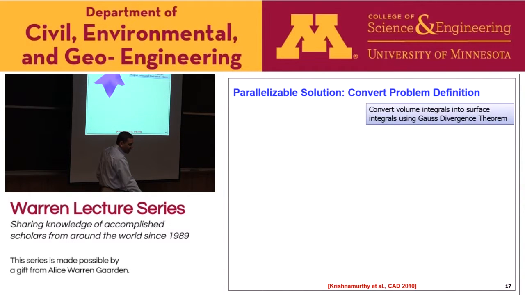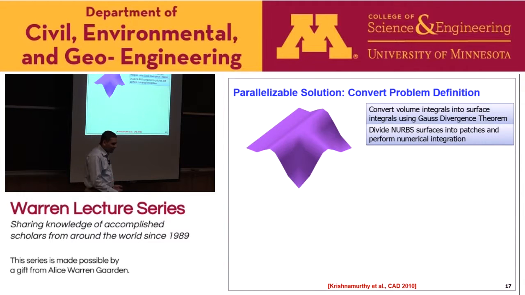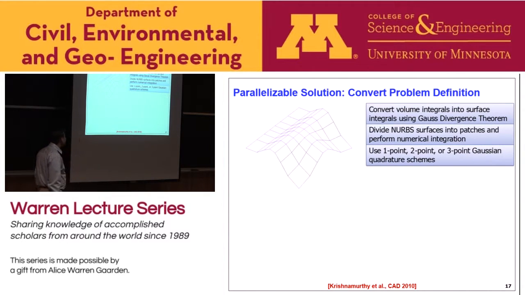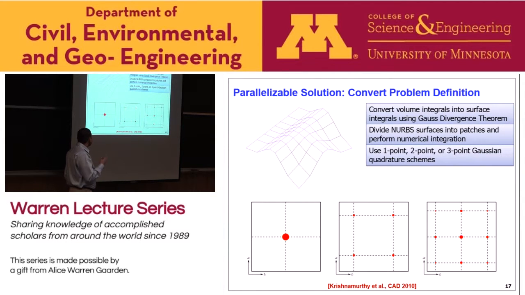We essentially convert volume integrals into surface integrals using the Gauss divergence theorem, and then divide the NURB surfaces into a number of patches, and then perform numerical integration on these patches. For performing the numerical integration, we use 1-point, 2-point, or 3-point Gaussian quadrature schemes. This shows the different schemes; the size of the dot represents the weights corresponding to the Gaussian scheme.